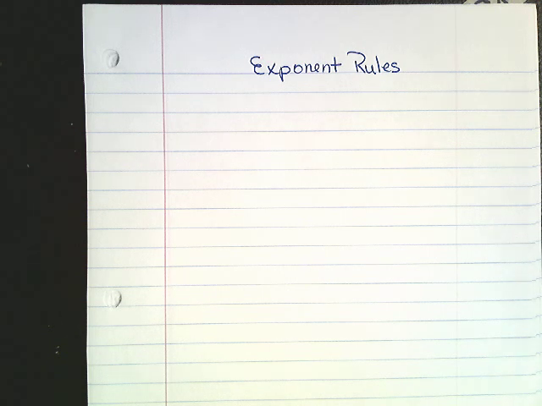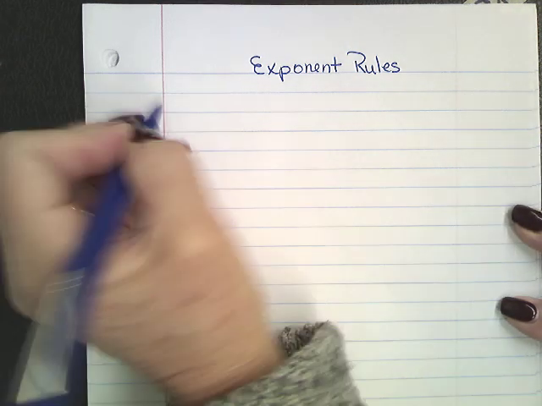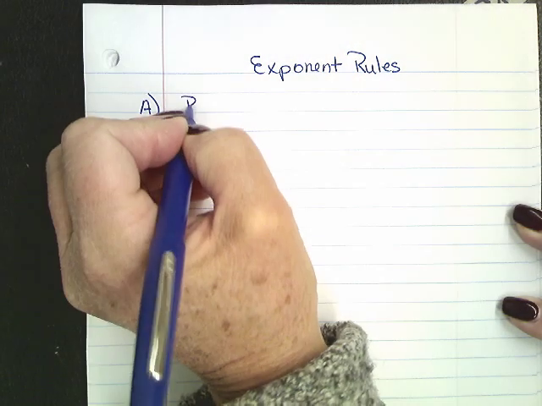Today we're going to cover the exponent rules. There are 3 of them. We are going to do 2 out of the 3 today. So the first one is going to be the product rule.